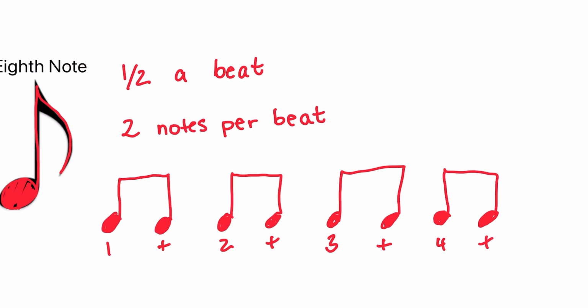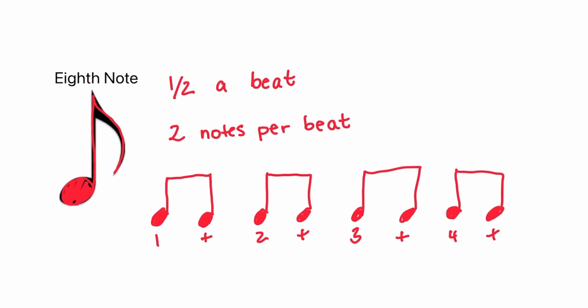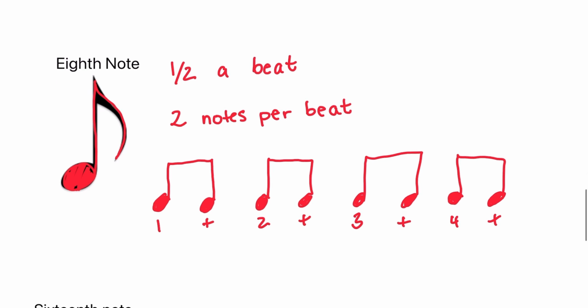Let's see what this sounds like. Here we go. 1 and, 2 and, 3 and, 4 and. If we're doing it on one note, it sounds like this. 1 and, 2 and, 3 and, 4 and. So we can fit 2 eighth notes per beat.